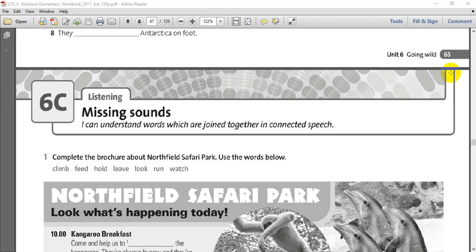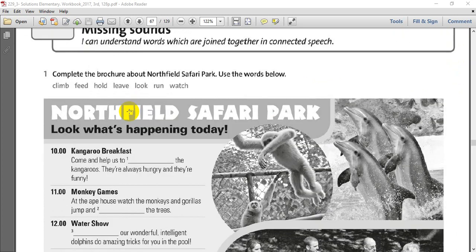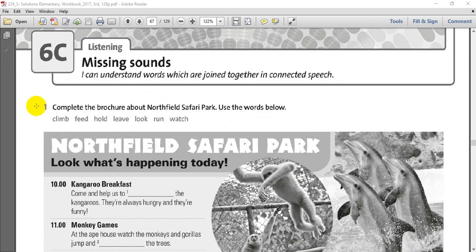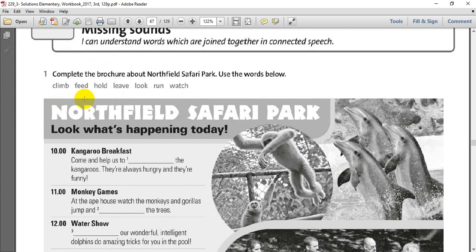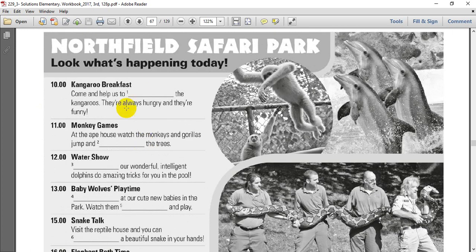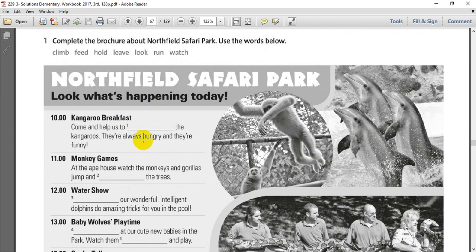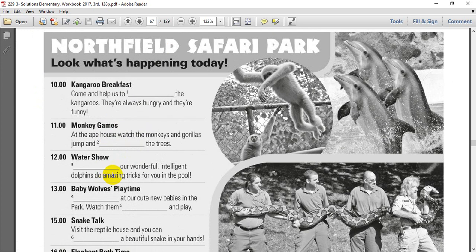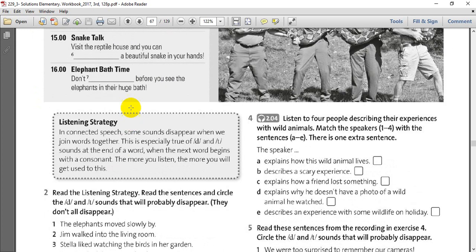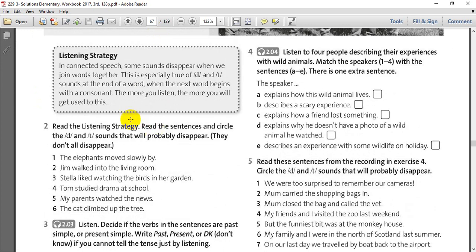Now let's go to the workbook, to page 66. We have homework now. Let's see our homework. Number 1, complete the brochure about Northfield Safari Park. Use the words below. Here we have words. You have to put these words in these spaces. Here we have number 1.